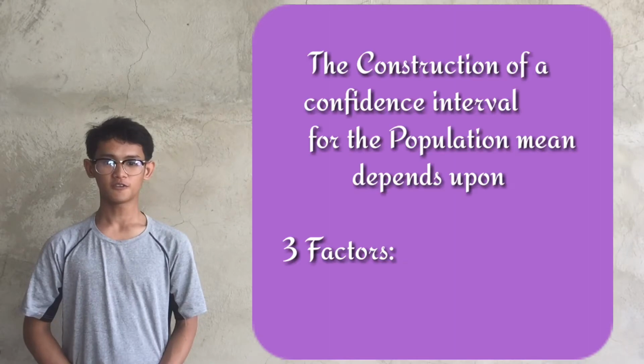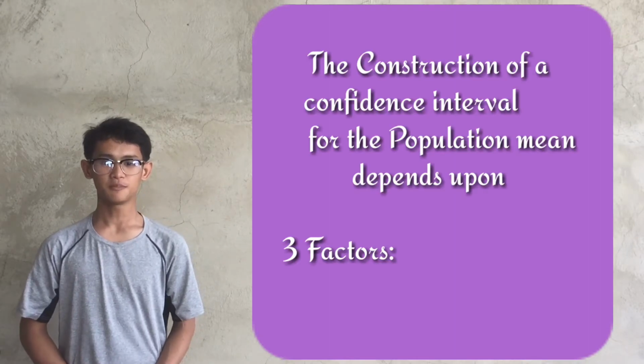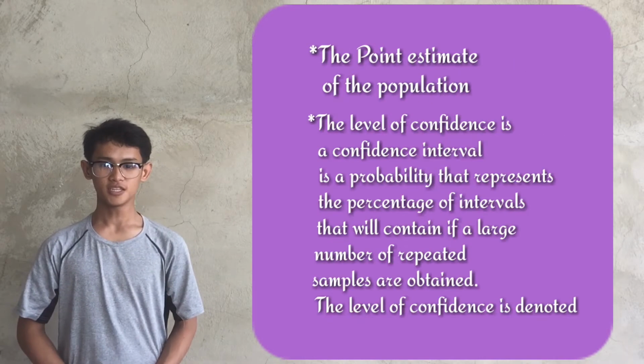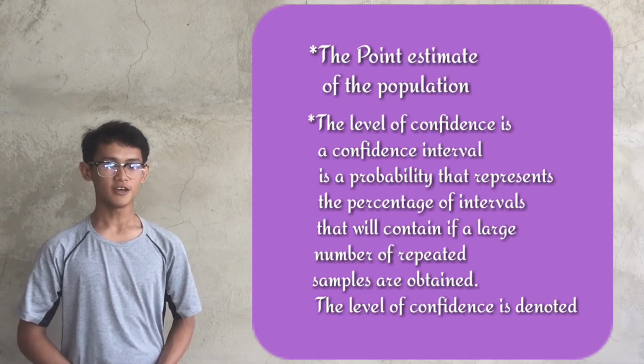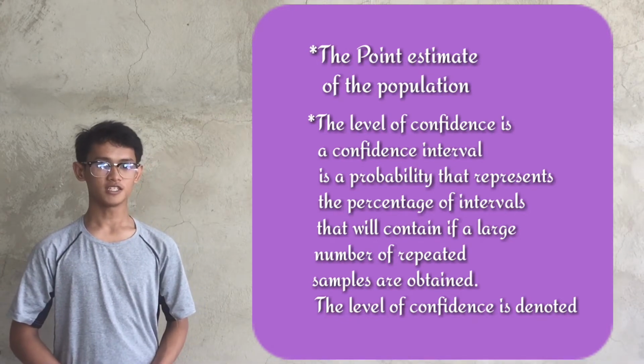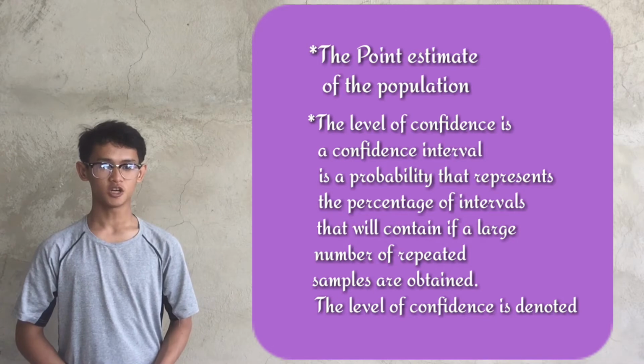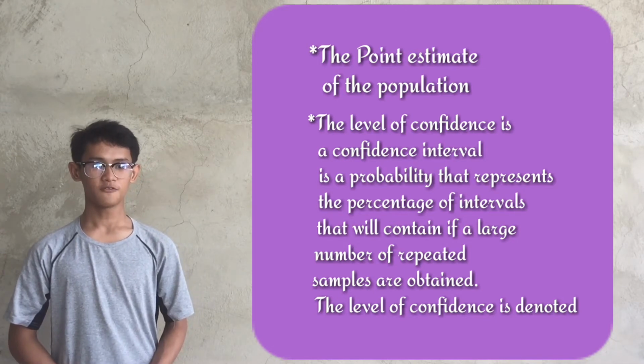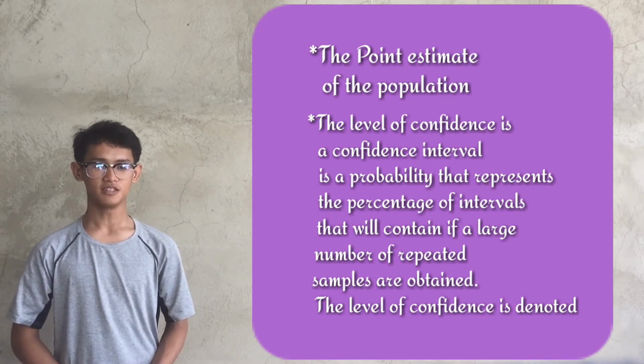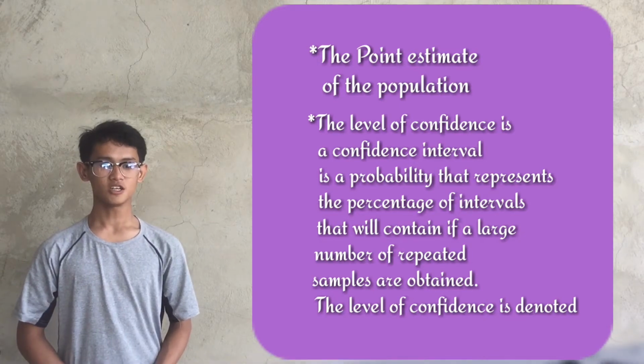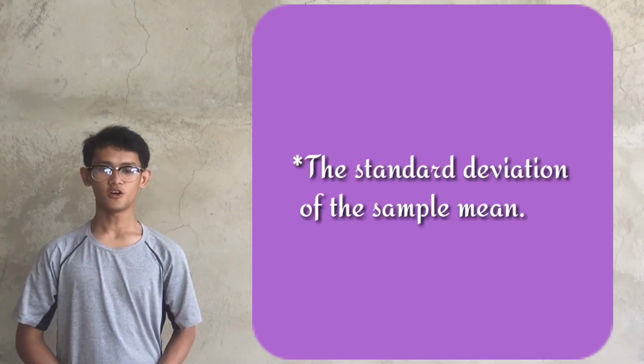A confidence interval for the population mean depends upon three factors: the point estimate of the population. The level of confidence in a confidence interval is a probability that represents the percentage of intervals that will contain the parameter if a large number of repeated samples are obtained. The level of confidence is denoted, and the standard deviation of the sample mean.